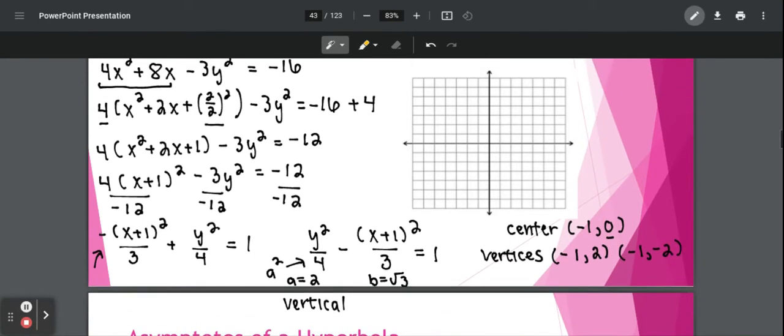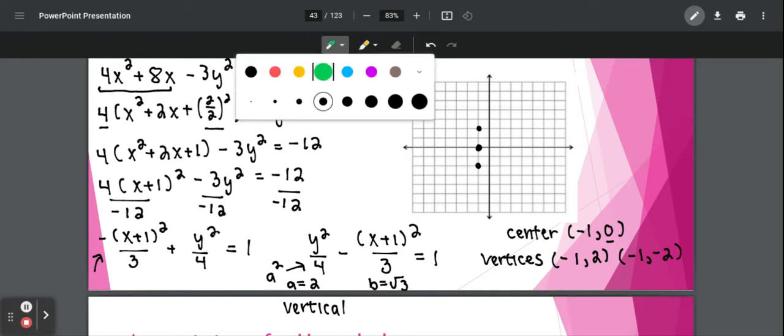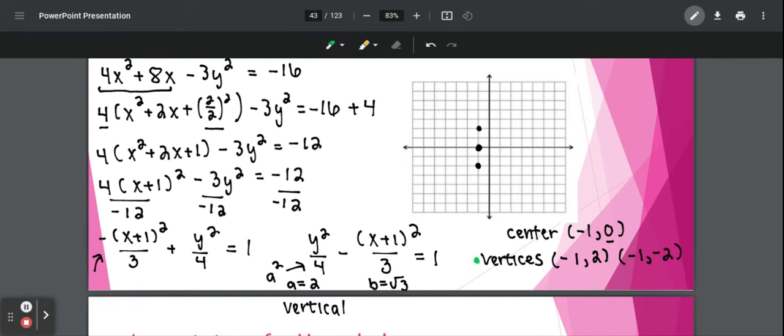And again, if we were starting to put this on the graph, if we had the point negative 1, 0, because it's vertical and our a is 2, we would go up 2 from there and down 2 from there for our vertices. And maybe we should color code it. So our vertices are going to be green. So our vertices would be here and here.